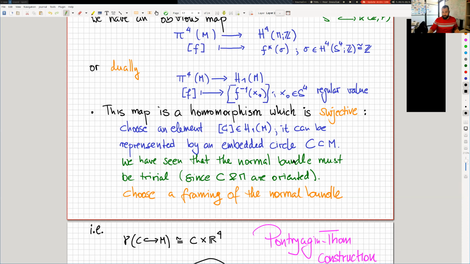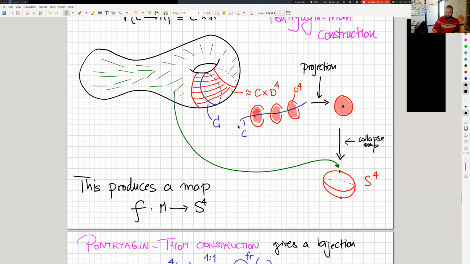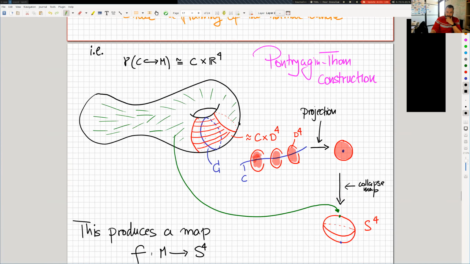Right? We choose any framing, and I claim now, if we take the submanifold and a framing of its normal bundle, then we can produce such an F, which gives us exactly this homology class back. And this is the so-called Pontryagin-Thom construction. So how does this work?